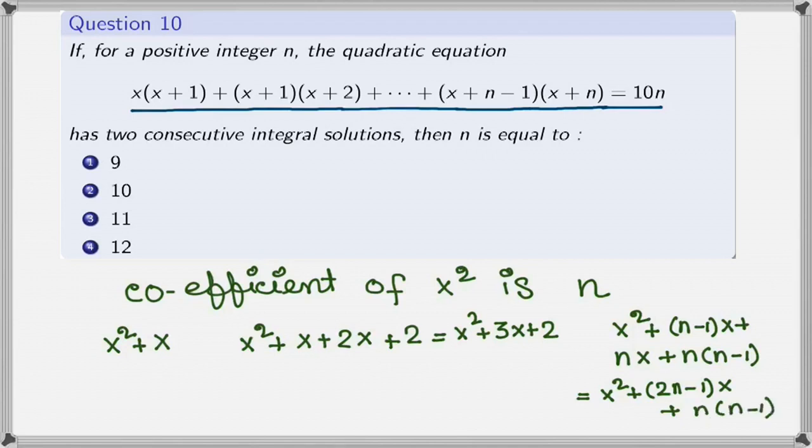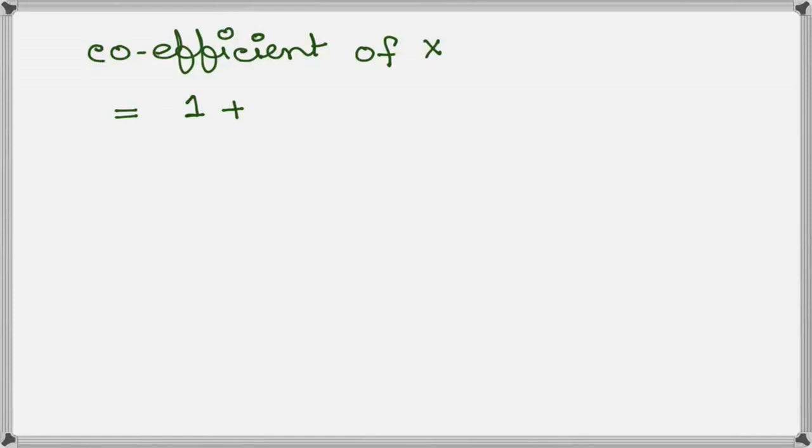So therefore, the coefficient of x is equal to 1 plus 3 plus up to 2n minus 1.